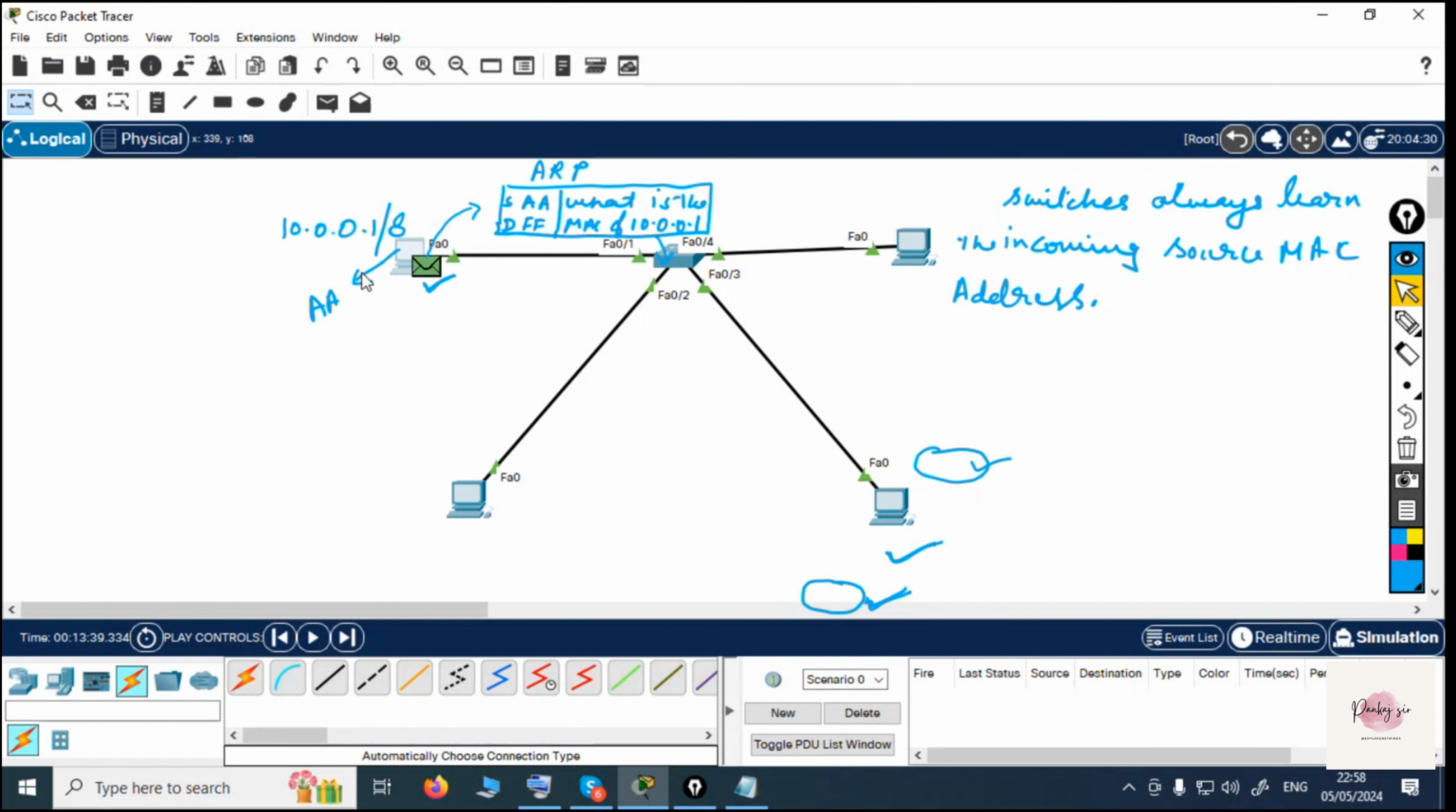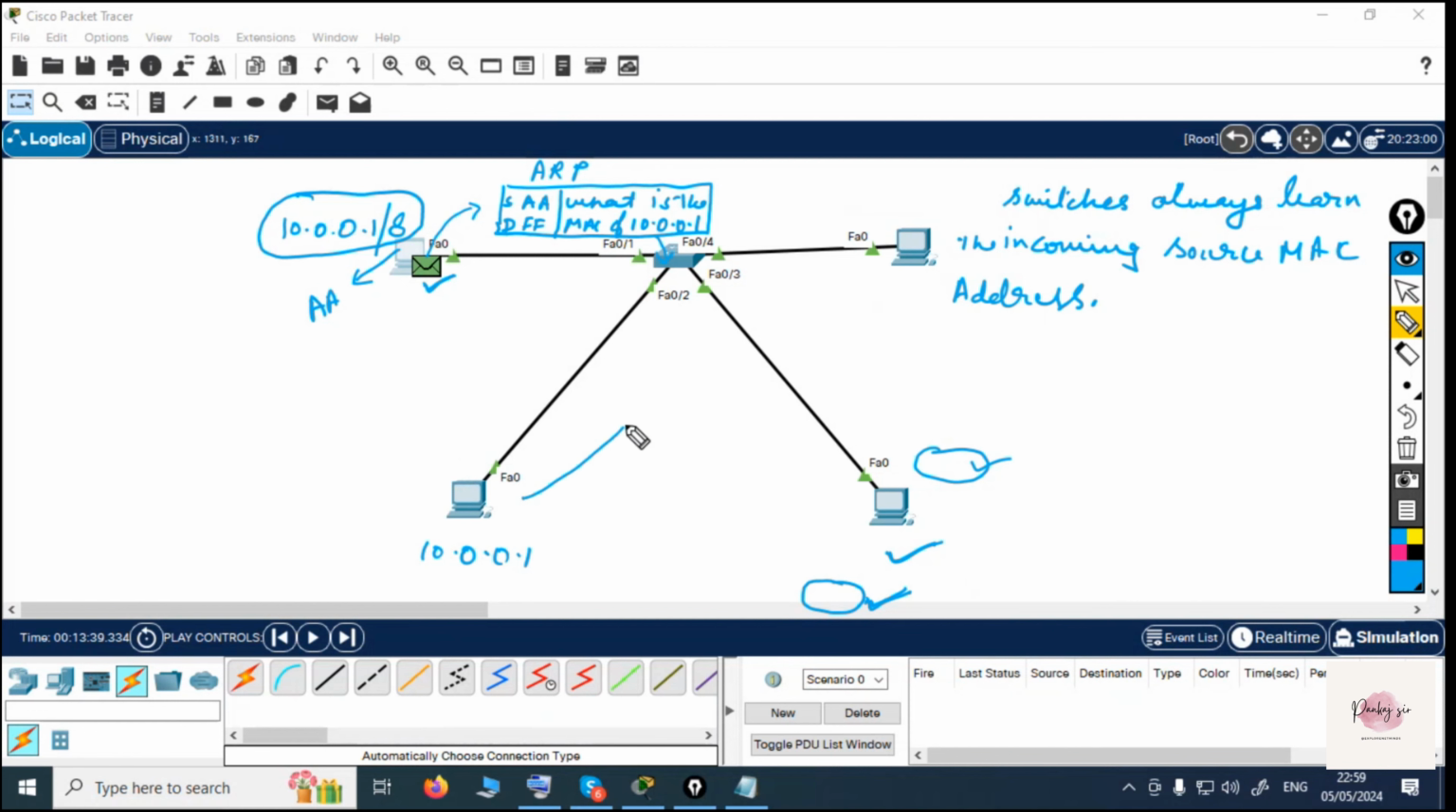Why is it doing so? Why is it asking others for the MAC address of its own IP? It is asking because it wants to know whether this IP address has been configured on some other PC or not. Getting my point? It wants to check whether any other PC has the same IP address.